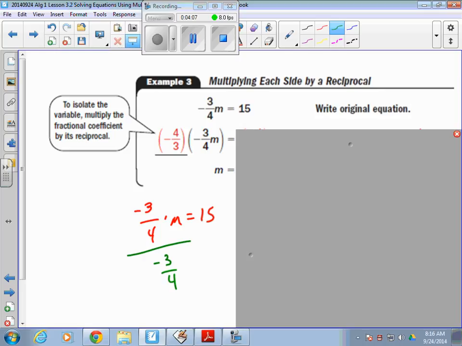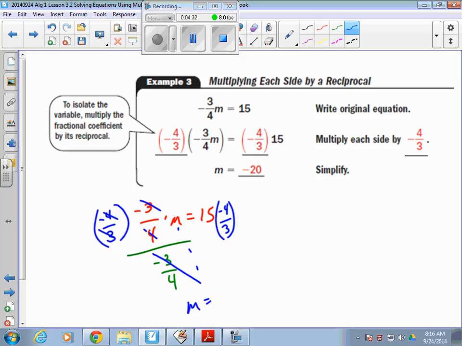So instead of dividing by negative 3 over 4, it just goes ahead and jumps to the next step, which was multiplying by the reciprocal. Reciprocal is just the fancy word that means to flip it, negative 4 over 3. This cancels it out on this side and gives you m. That's what you were trying to get. But then you have to multiply the right side by the same reciprocal, negative 4 over 3. And when you do that, 15 times negative 4 is negative 60. Divided by 3 is going to be negative 20.